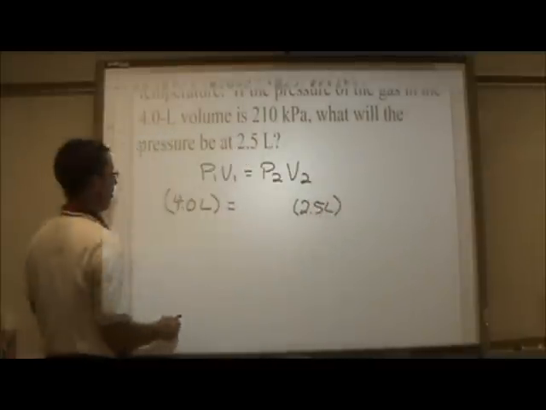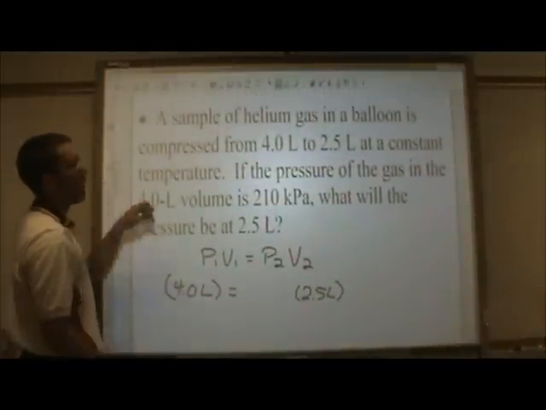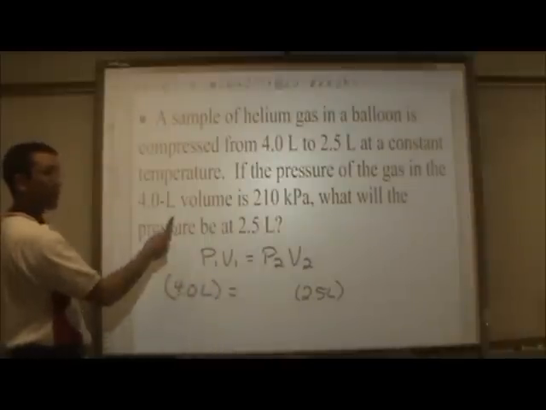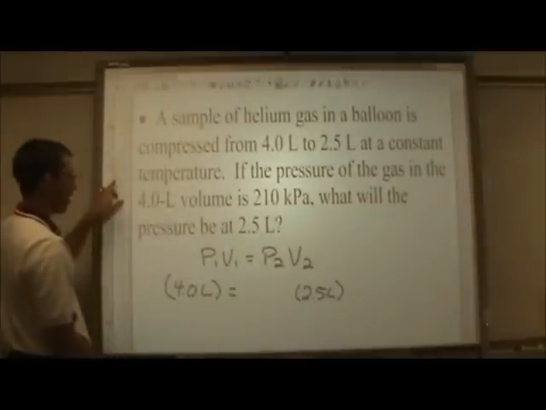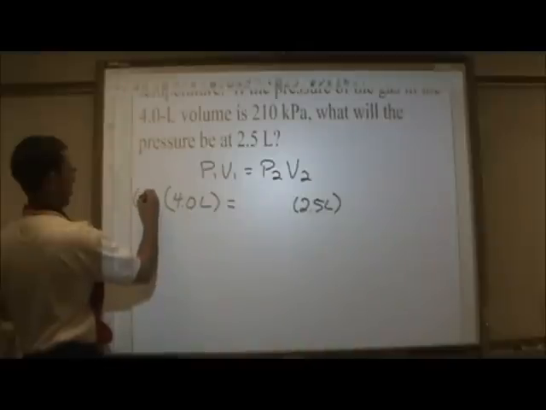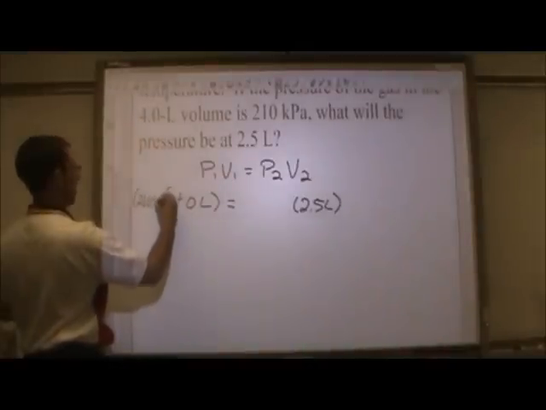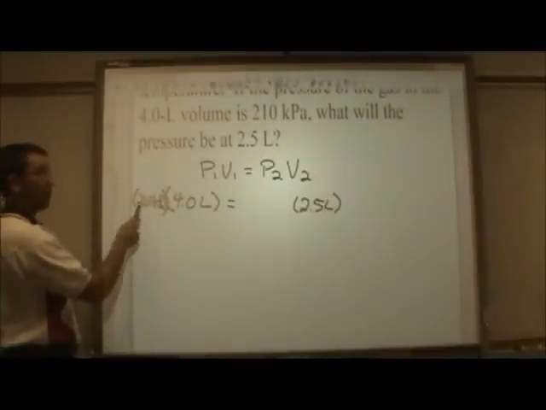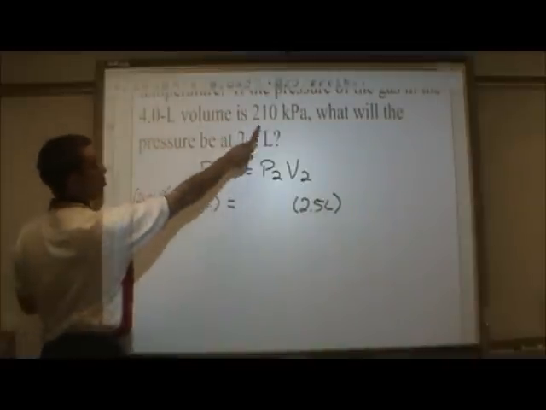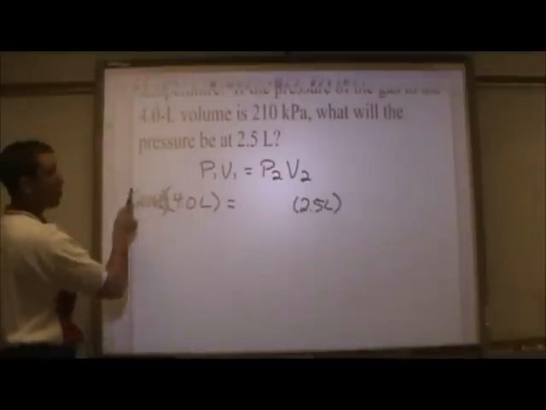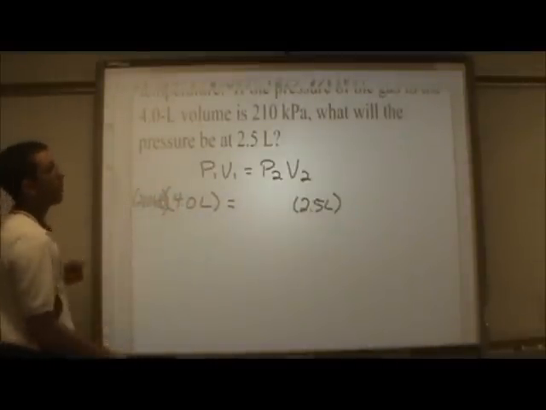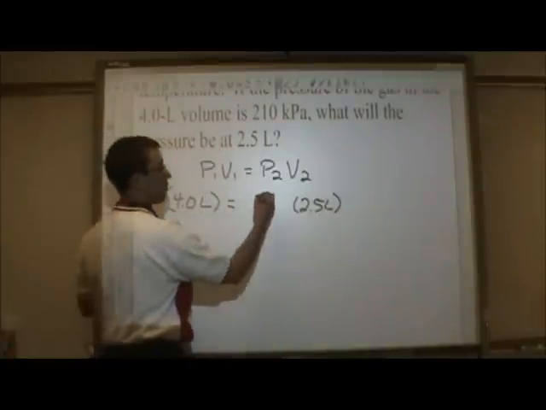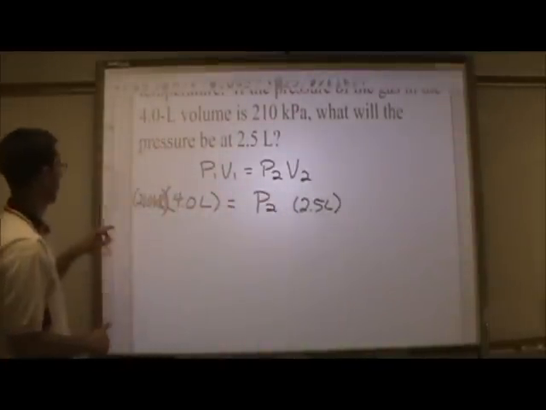So it's going to end up at 2.5 liters for V2. At 4.0 liters, what do they tell us the pressure is? 210 kPa. So 4.0 liters at 210 kPa, those go together. So that's pressure 1 and volume 1. What will the pressure be at 2.5 liters? That means we must be solving for P2.